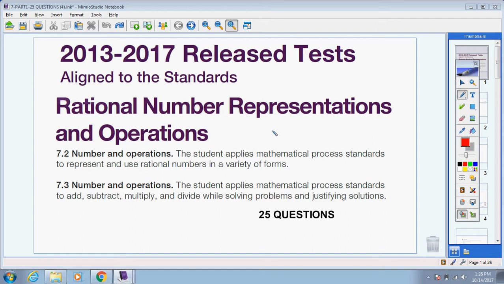For this chapter, we are gonna practice on rational number representation and operations. I will generally make the video cover 2 or 3 questions. Let's start with the first one.